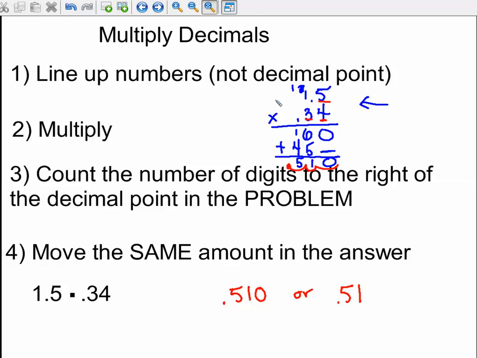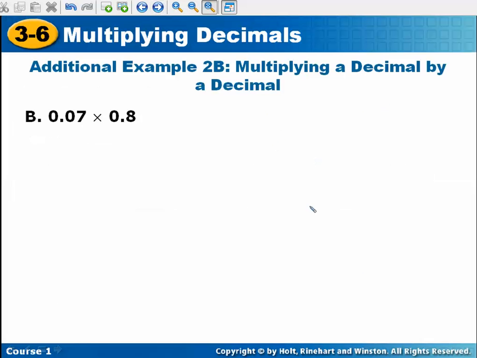So let's take a look at another example. Here I have 0.07 times 0.8. Now typically when you see multiplication of decimals, you'll see the numbers in parentheses so that it doesn't look like this decimal point is a multiplication sign. So here I'm going to put 0.07. I'm going to ignore this first 0. 0.07 times 0.8. Notice again how I'm lining up the numbers, not the decimal points.